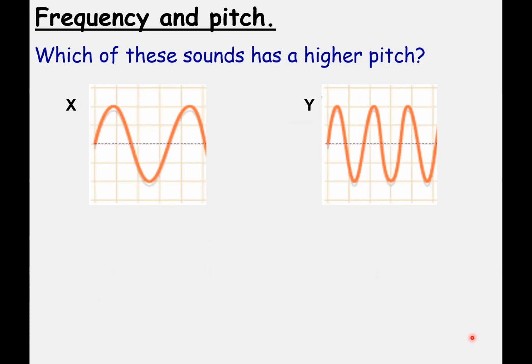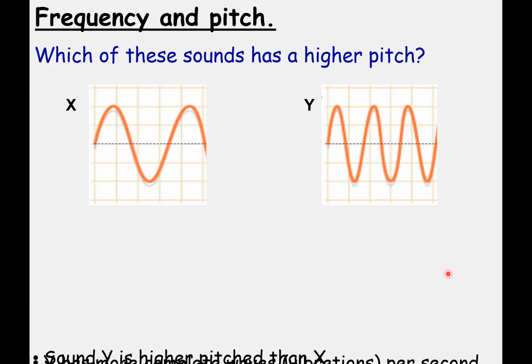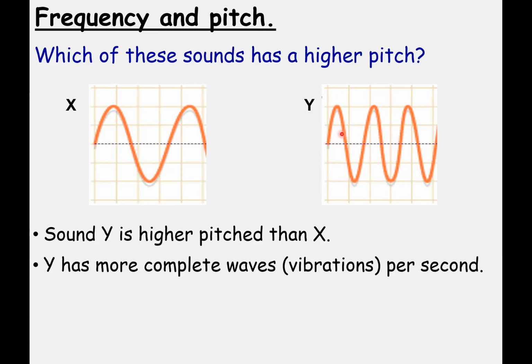The pitch of a sound changes as the frequency changes, and that is the number of waves that pass a point. A high frequency creates a high pitch, and a low frequency creates a low pitch. So which of these sounds has the higher pitch? Sound Y has the higher pitch as it has more complete waves per second. So as you can see, the waves are more squashed together. That means that it has a higher frequency, therefore creating a higher pitch.